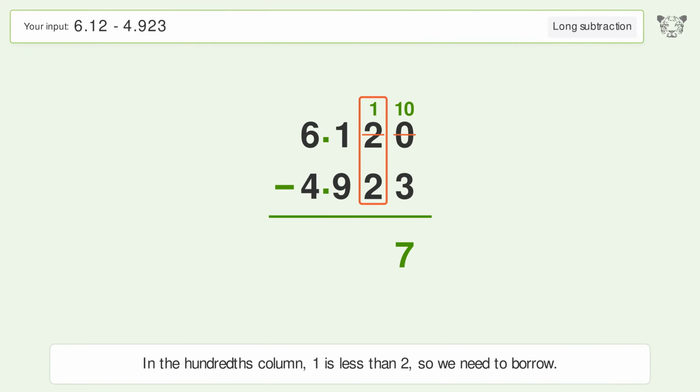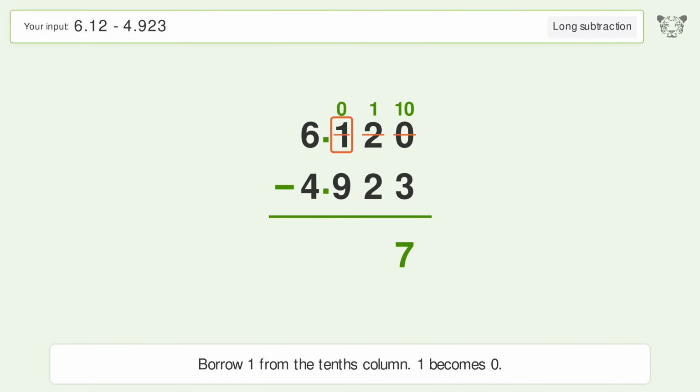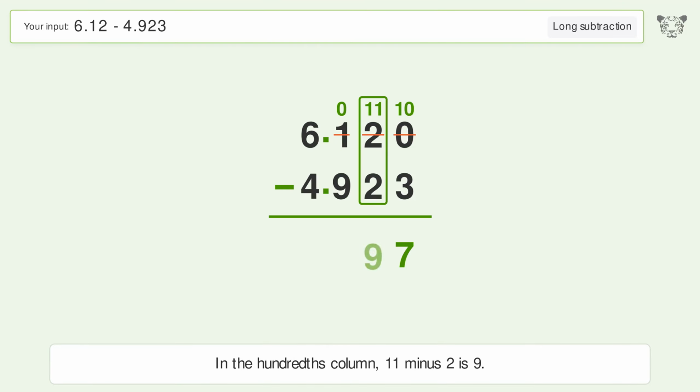In the hundredths column, 1 is less than 2, so we need to borrow. Borrow 1 from the tenths column. 1 becomes 0. The 1 in the hundredths column becomes 11. In the hundredths column, 11 minus 2 is 9.